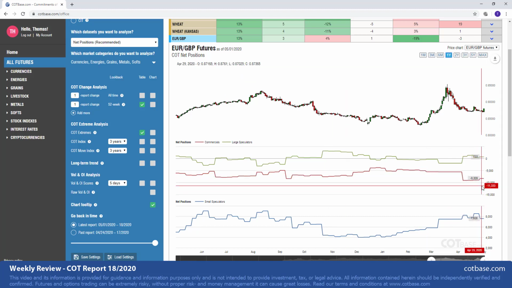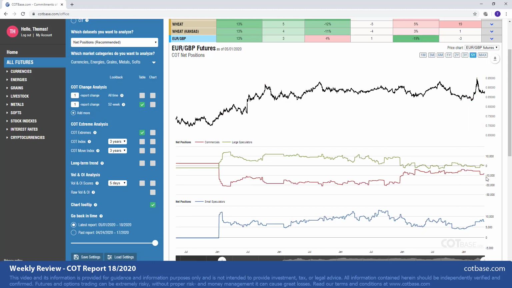I wouldn't put too much emphasis on it. If we move on to the 5 years chart, you can see that we are still a bit closer to bullish COT extreme levels. But of course, keep in mind that we've been getting COT reports on the Euro British pound pair since early 2016. So it has a less COT history.